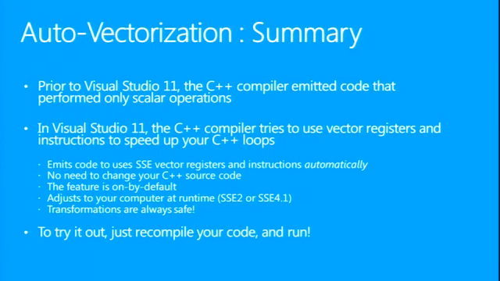But that's not true of other frameworks that are available for parallelization. For example, if you use OpenMP and direct it to parallelize a loop, it will do exactly what you say. It's your responsibility as the user to make sure that that parallelization was a safe optimization. Finally, for auto-vectorization, to try it out, just get yourself a drop of the Visual Studio 11 compiler, take existing C++ code, recompile it, and run.